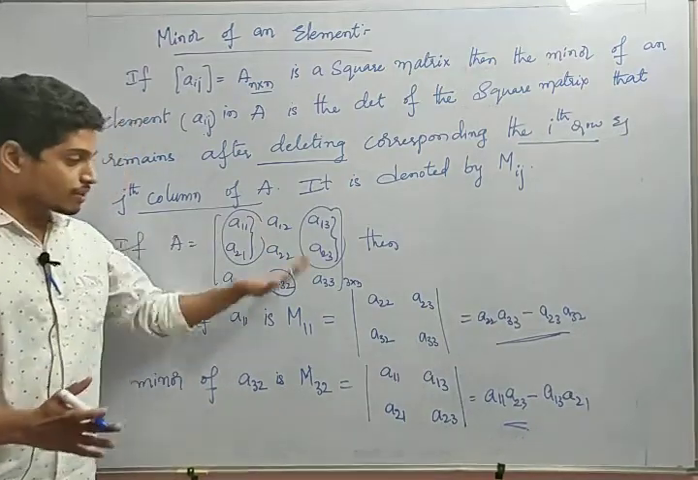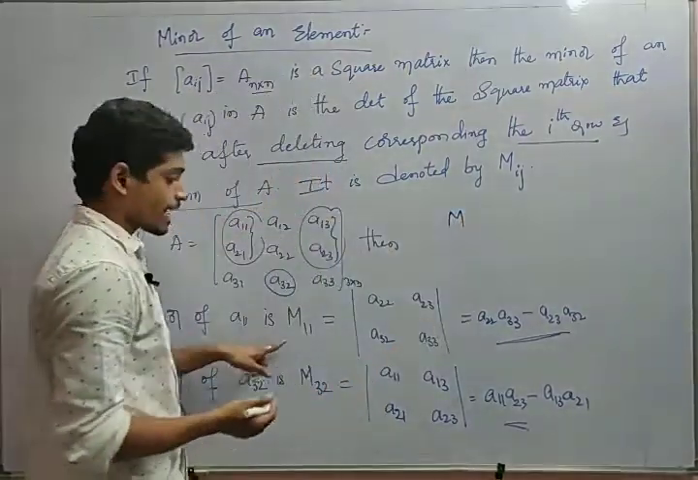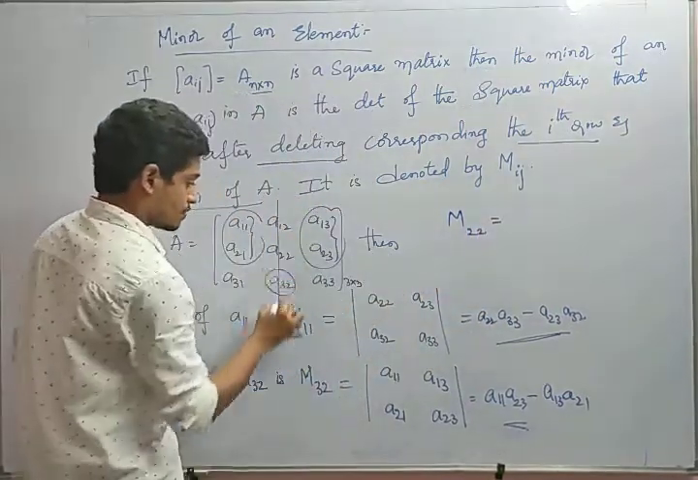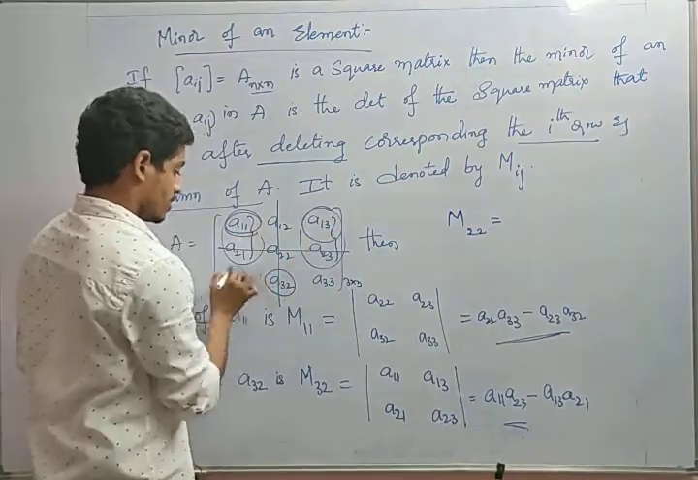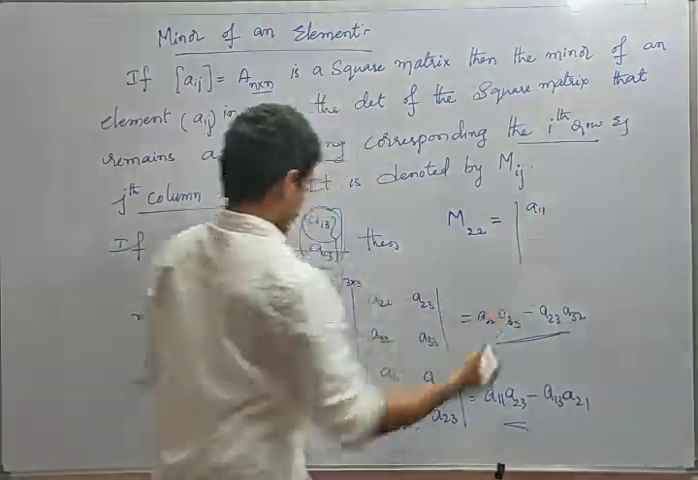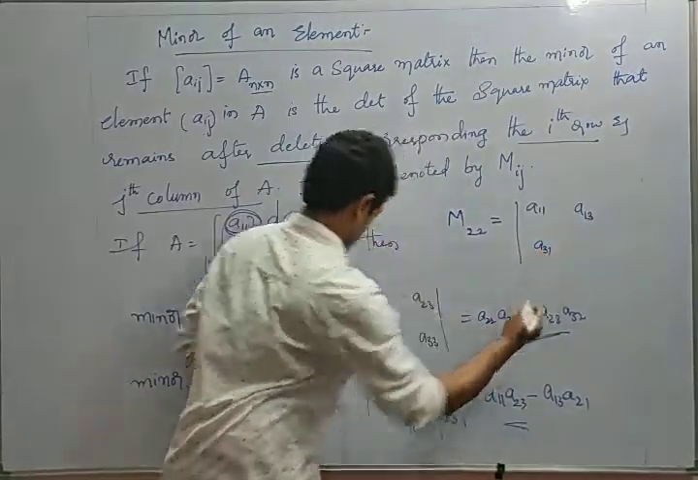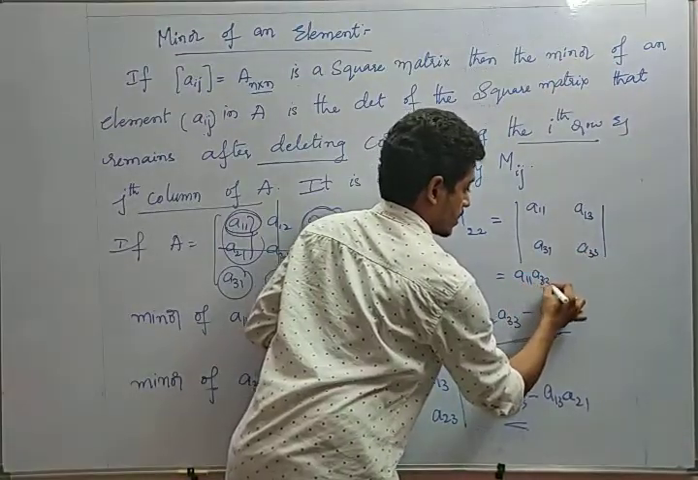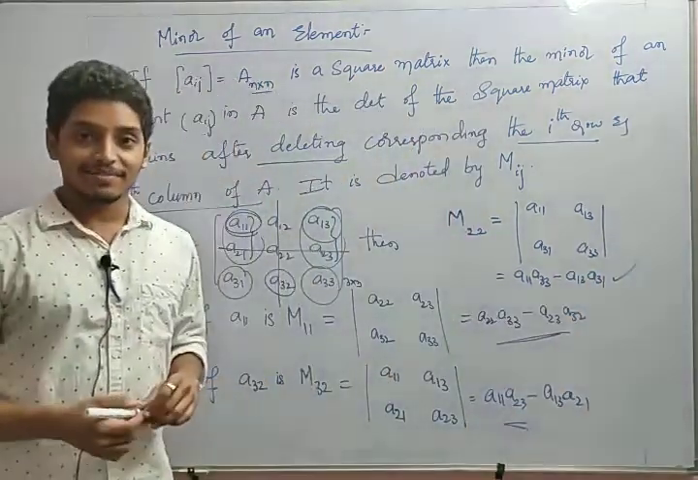Once you look at it, you can calculate it. The minor is always denoted by capital M. If I want to get the minor M of this element, I have to delete this row and this column. What are the remaining elements? These four are the remaining elements. So the determinant of A11, A13, and A31, A33. What is the determinant? Tell me. A11 A33 minus A13 A31. This is the determinant, right?